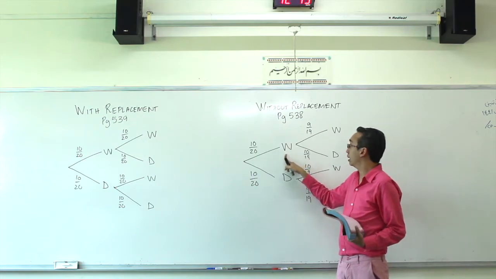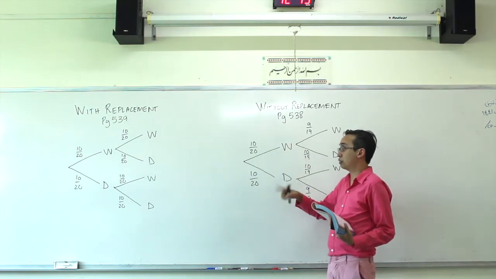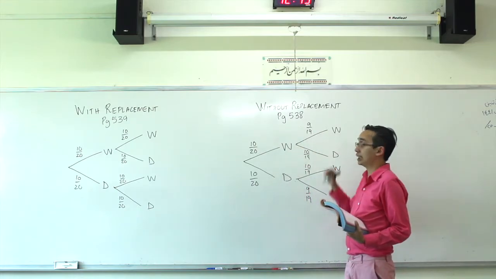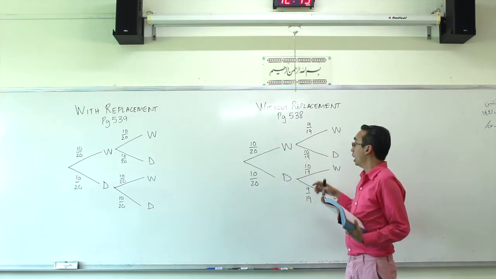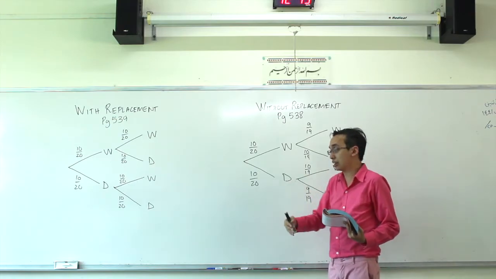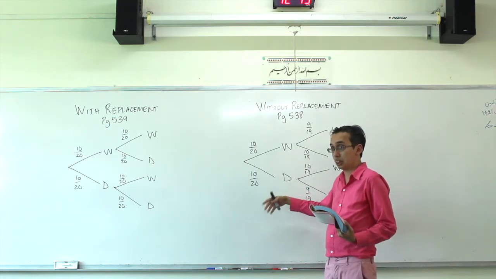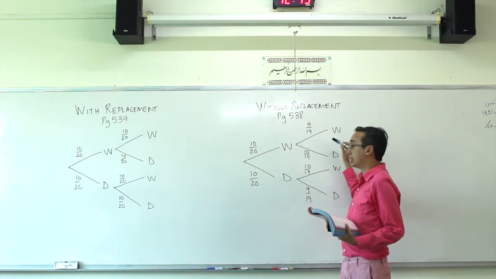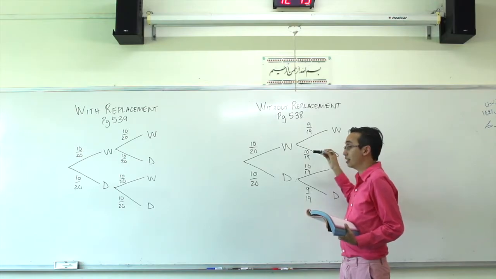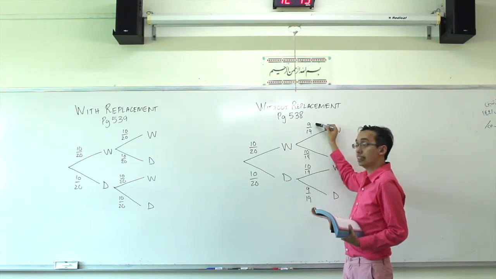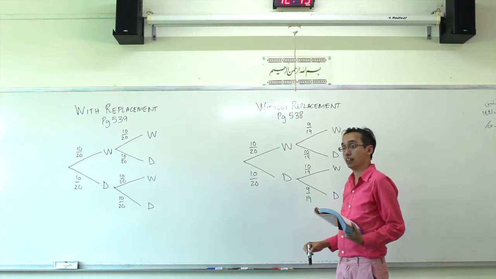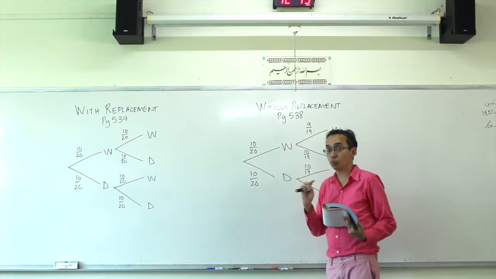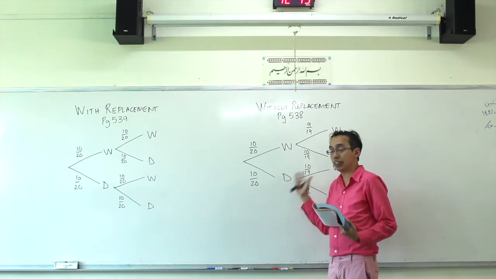if your first was white, the number of white chocolates will decrease by 1. So now instead of having 10 white chocolates, we now have 9 white chocolates. The total number of chocolates also decreased. Instead of 20 chocolates in total, we now have 19. Therefore, the probability of getting a white chocolate on the second trial is 9 out of 19. For the dark chocolate, it still remains as 10, so it's 10 out of 19, the total having changed to 19 now.